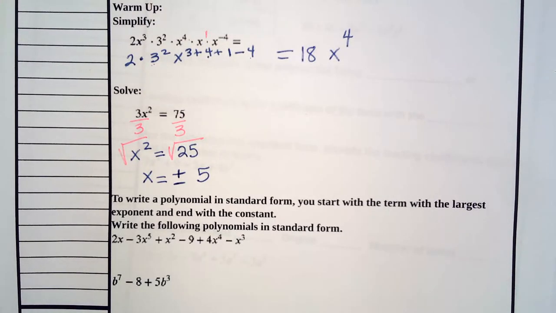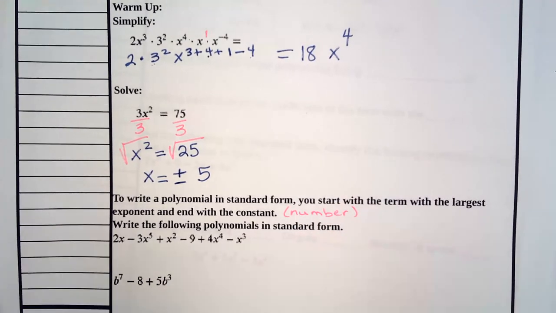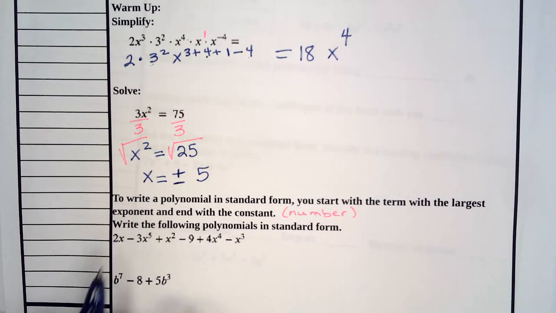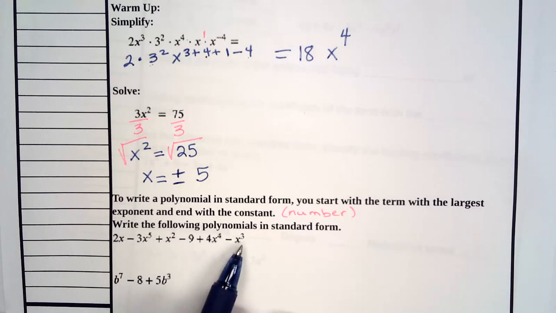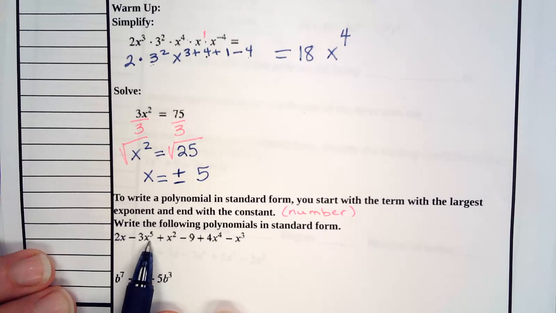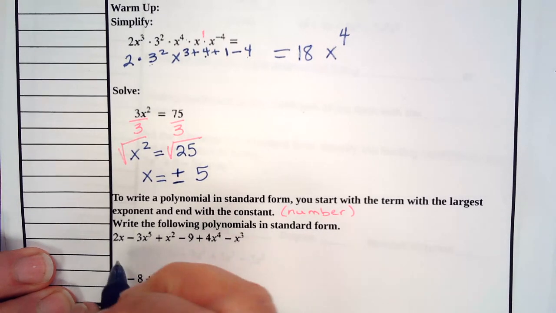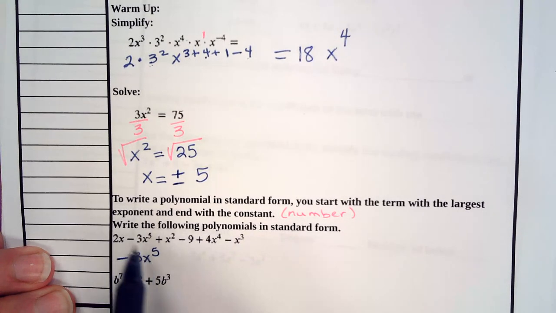Okay, to write a polynomial in standard form, you start with the term with the largest exponent and end with a constant. The constant is another name for the number. Okay, so I'm going to look through here. I'm going to rewrite this in standard form. I see exponents 1, 5, 3, 4, and 1, 5, 2, 4, and 3. 5 is the largest, so that is my first term. 3x to the 5th.